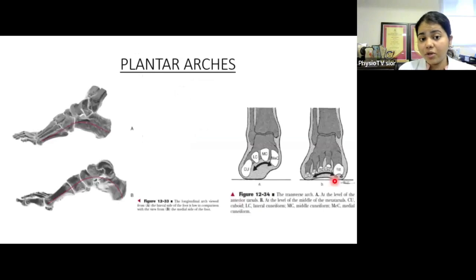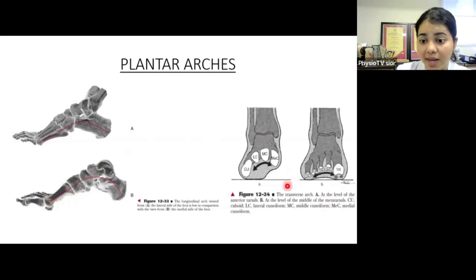One of the most important concepts, which is plantar arches. So we all know there is a longitudinal arch and a transverse arch. The first figure is showing us the longitudinal arch. So we have the lateral longitudinal arch and the medial longitudinal arch. If you see, the medial longitudinal arch is higher than the lateral, and the longitudinal arch actually goes from the calcaneum right till the metatarsal head. The keystone of this is my talus.